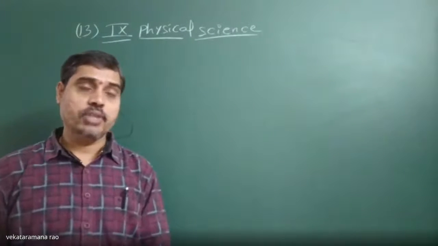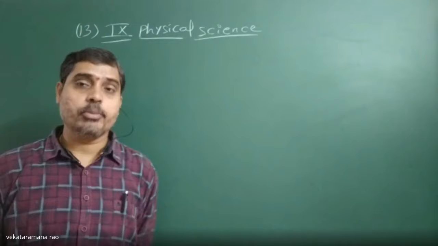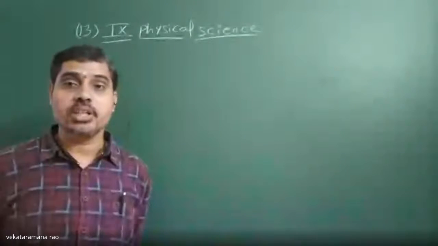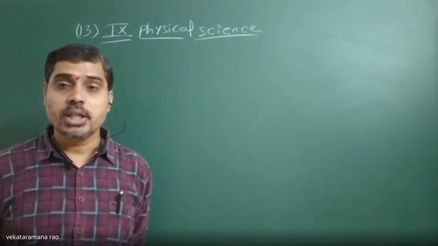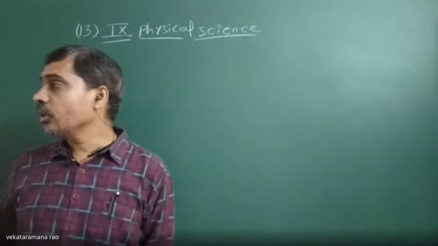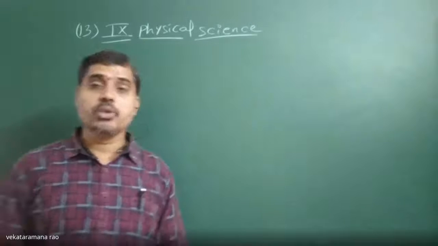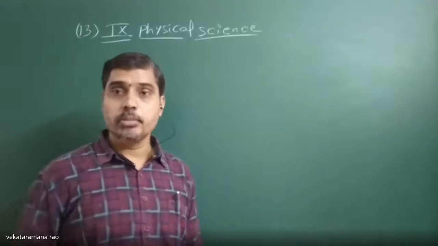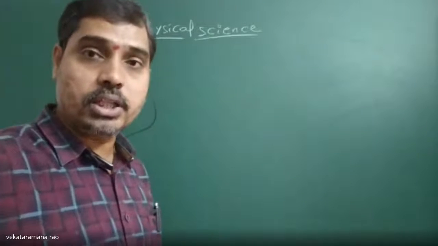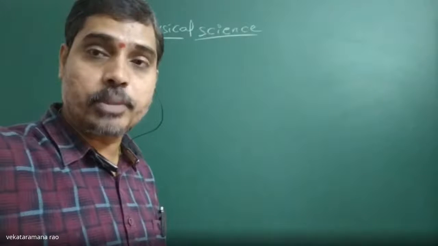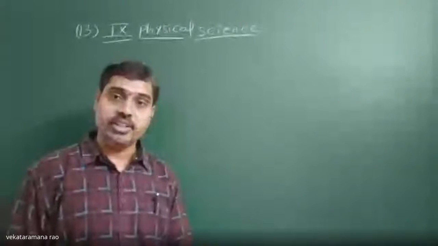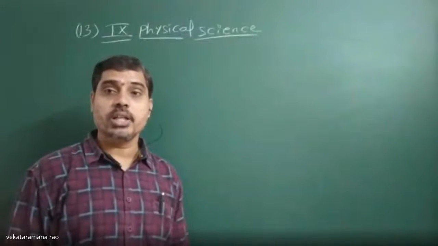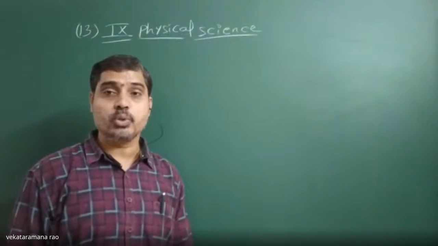First of all, what are the equations of motion of a body which is moving on earth with uniform acceleration? Number one, v is equals to u plus at. Number two, s is equals to ut plus half at square. Third one, v square minus u square is equals to 2as.